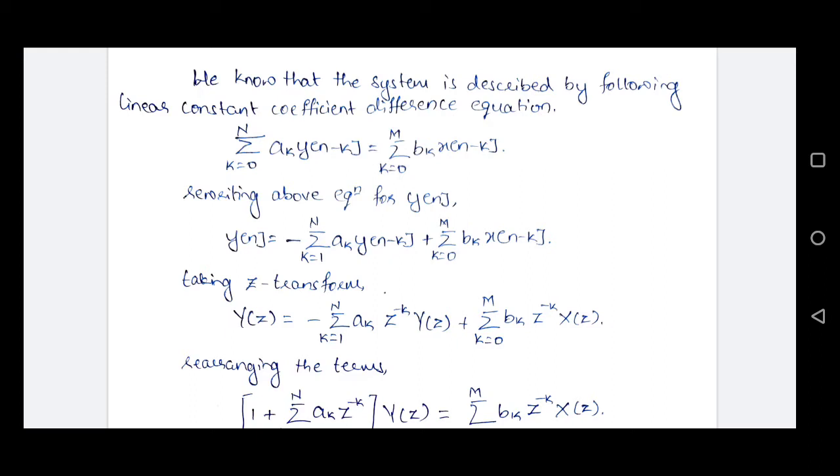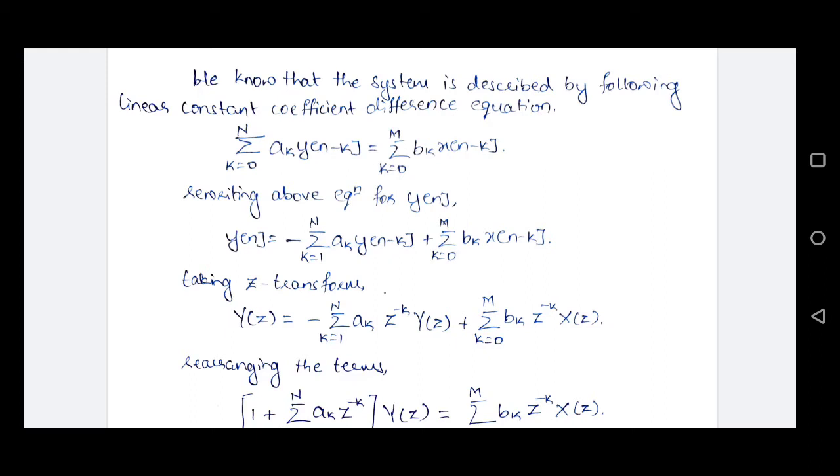Now rewriting the above equation to obtain the output y of n, the expression will be y of n equals minus summation k equals 1 to n ak y of n minus k plus summation k equals 0 to m bk x of n minus k. Separating the first iteration from the summation on the left hand side, we'll be able to write the difference equation to get the output y of n.